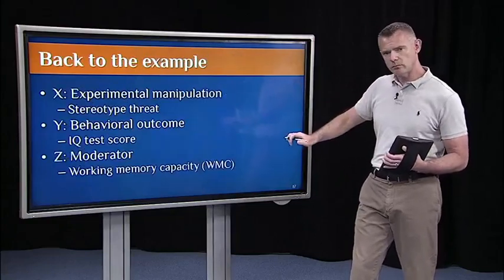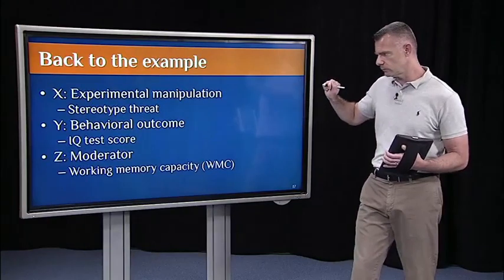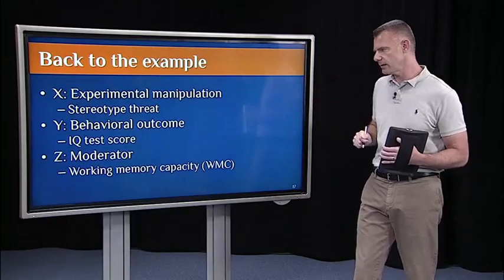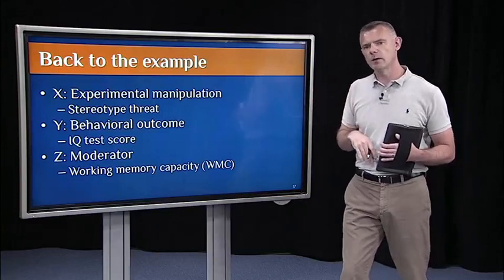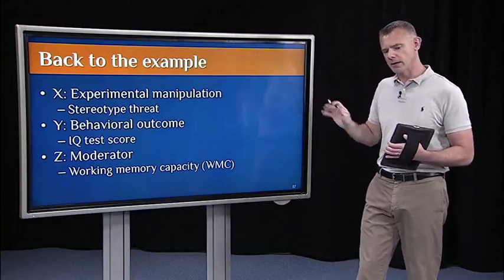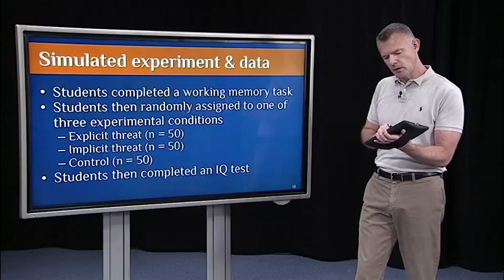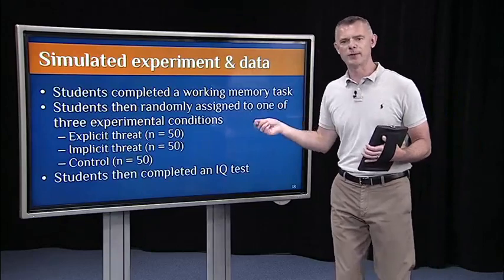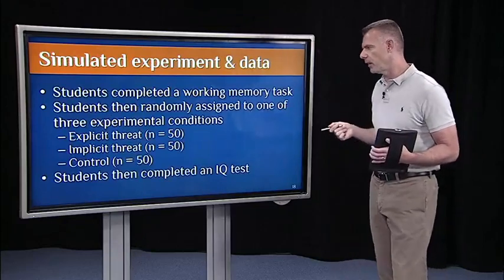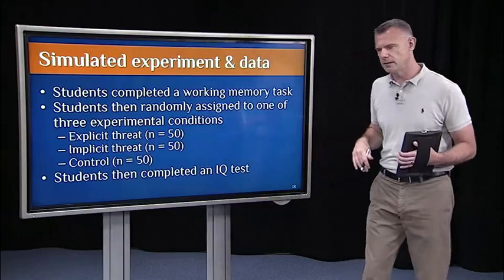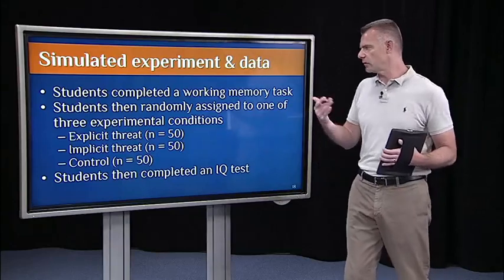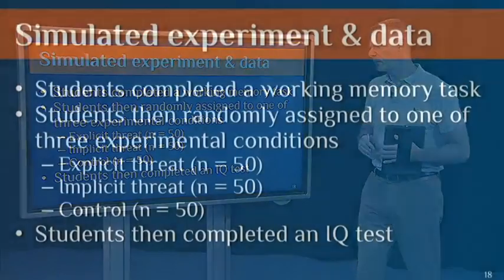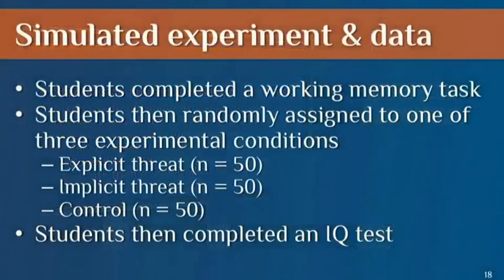So back to the example, we have stereotype threat. We're going to look at how stereotype threat affects performance on an IQ test, with the idea that maybe working memory capacity moderates that effect. So this is sort of all made up. There's a graduate student in my lab who's actually doing research exactly like this, but we just made up data to make it simple. So imagine that students came into a lab and we just first had them perform a working memory test. Then we randomly assigned them to conditions.